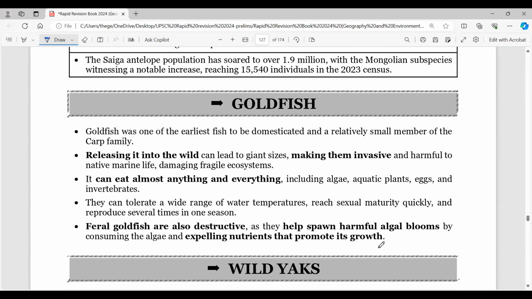Now this is not goldfish, this is goldfish. Remember here. It is the earliest fish to be domesticated, right? And here the problem is if you release them in the wild, they become giant in size, making them invasive. So this was very important here.